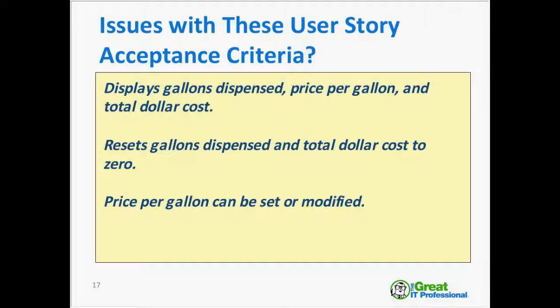So here are some user story acceptance criteria. Okay, displays the gallons dispensed, price per gallon, and total dollar cost, resets gallons dispensed and total dollar cost to 0. Price per gallon can be set or modified. That addresses or begins to address some of the comments. Any other issues with these user story acceptance criteria? Okay. If you have any additional thoughts on these, okay. These are helpful, okay, but there's a real question as to how thorough and adequate and what else there is.